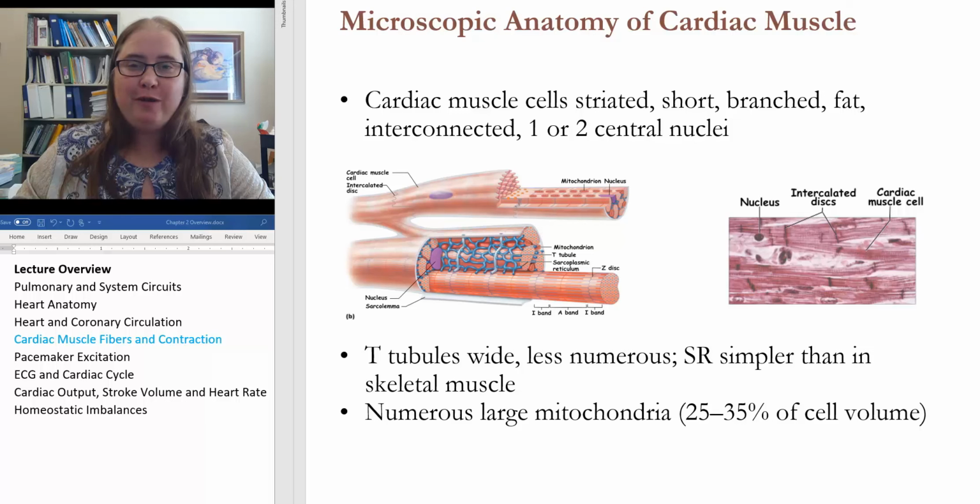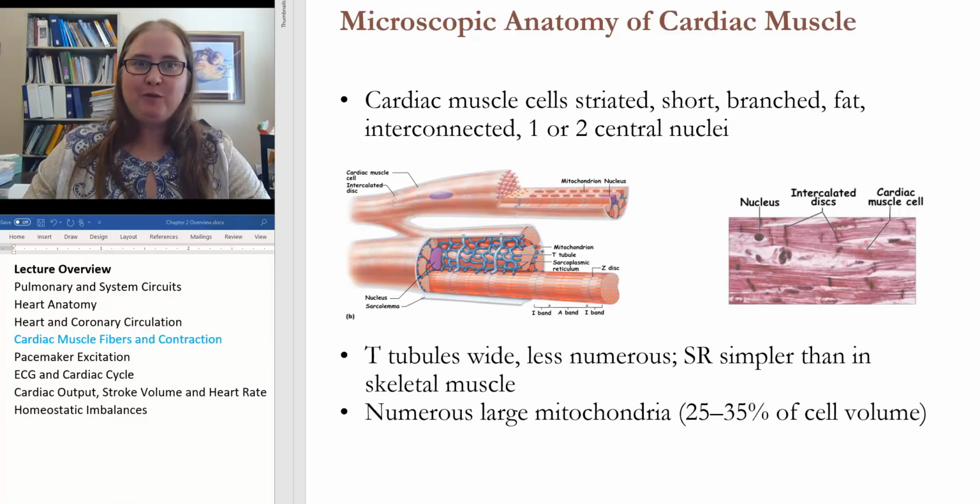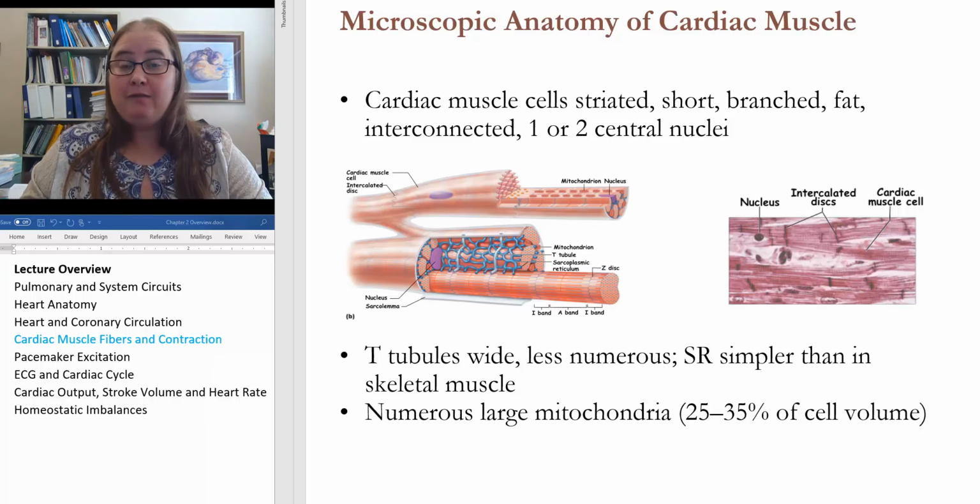What all of you have waited for, the movement into our first physiological topic. Oh my gosh, you guys, I know you're so excited about this. So, before we get into our first discussion of physiology, we're going to move away now from the gross anatomy of the heart and start getting down into the microscopic anatomy of the heart.